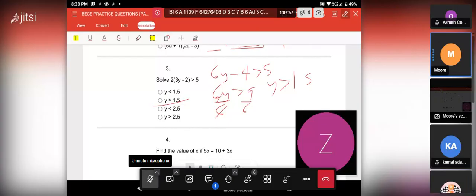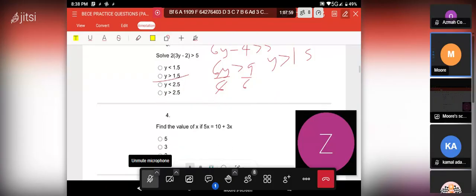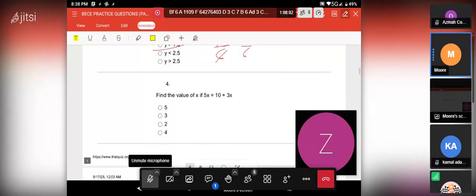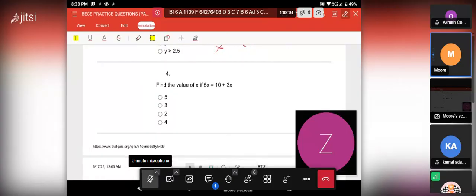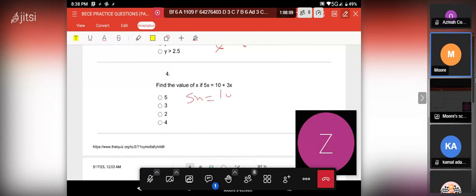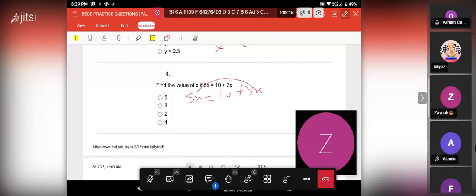Find the value of x if 5x is equal to 10 plus 3x. This is an equation. We collect like terms, so 3x is coming here. It becomes 5 minus 3, 5x minus 3x, so 2x is equal to 10. Do you agree? Yes. So x is equal to 5.